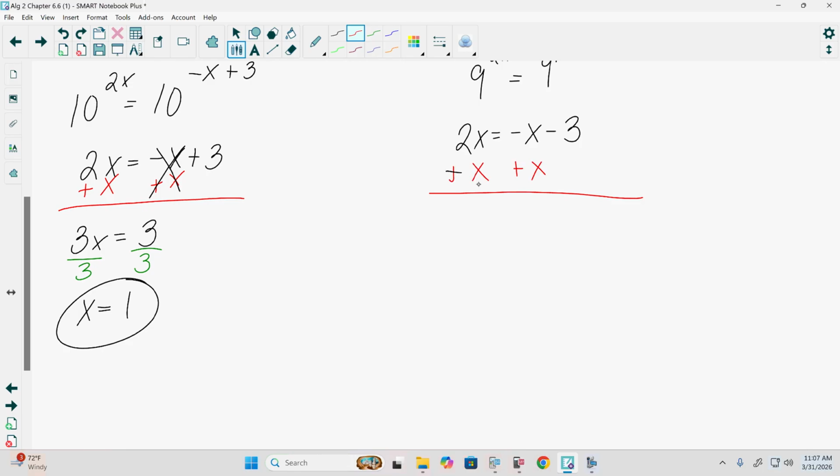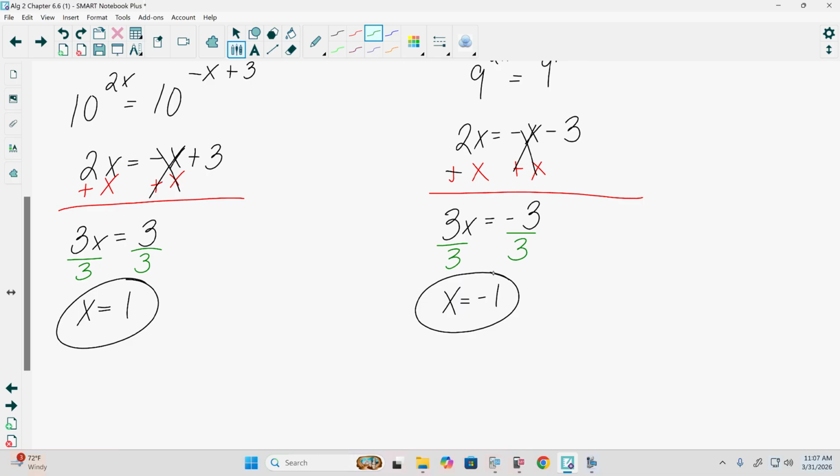So at this point, we can add x to both sides. Negative x plus x would cancel. X plus 2x is going to be 3x. And last but not least, we would divide by 3, telling us x is negative 1.